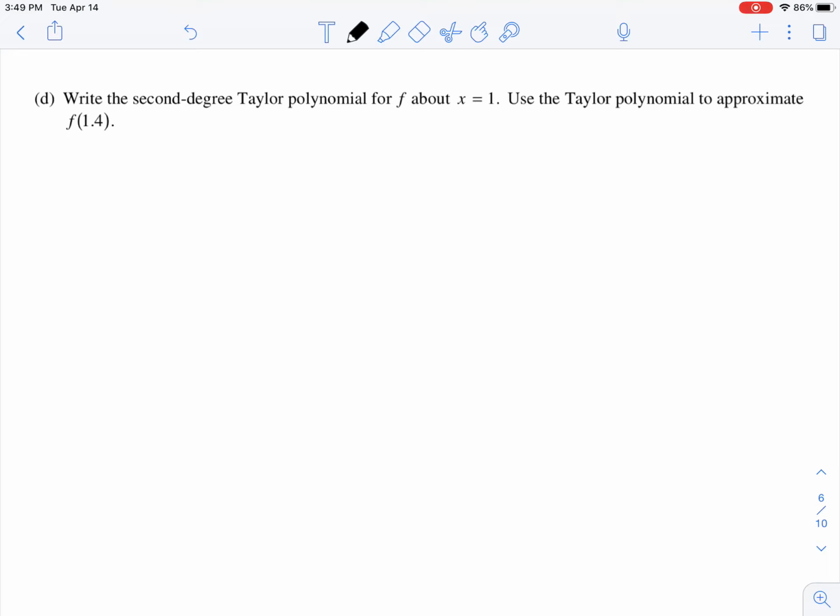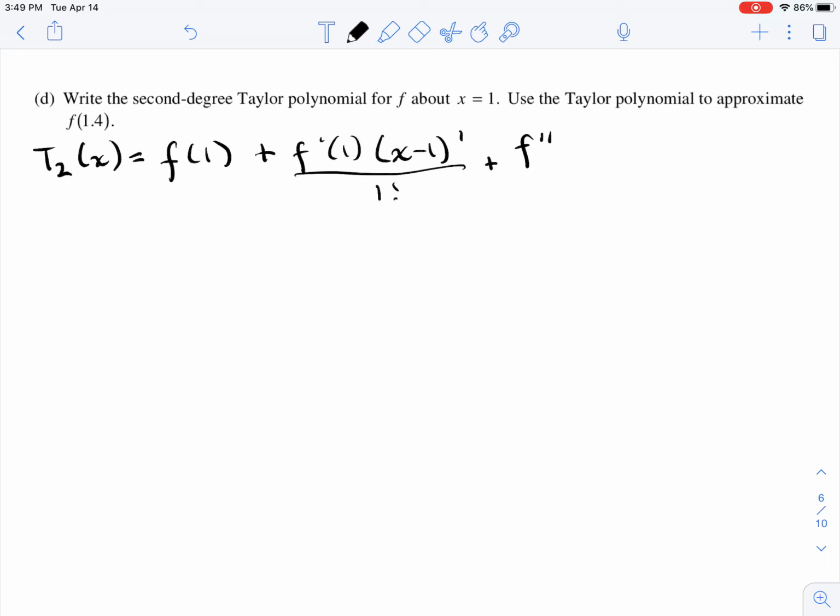So, good review for Taylor polynomials. Fortunately, it isn't too bad. We can say that our second degree Taylor polynomial, not a series, would be the following. It would be f of 1 plus f prime of 1 times x minus 1 to the first power, all of this over 1 factorial, plus now the second derivative. You probably figured out this is the whole reason why we're given the second derivative. Throughout all of these parts, not once did we ever have to actually look at the second derivative until now. So we're going to stop there.